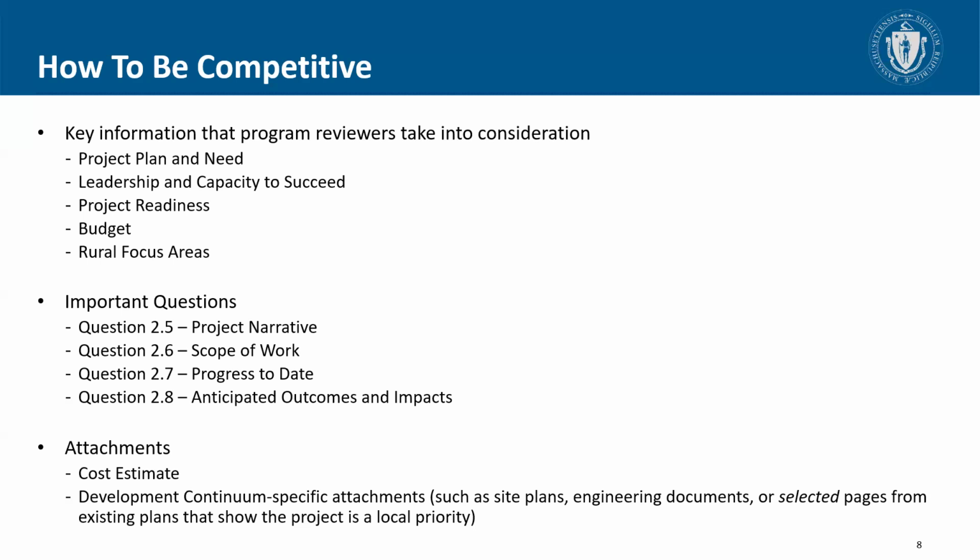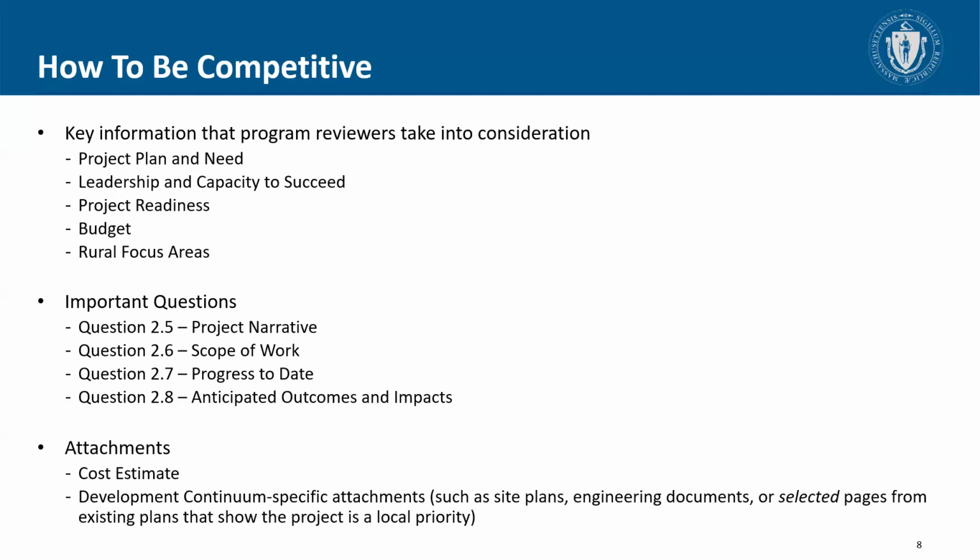There are several important questions that applicants should be attentive to, including questions 2.5 through 2.8. Question 2.5, project narrative, is your chance to sell your project by explaining the importance of it in your community and its importance at this moment in time. Tell us what community needs will be met by the project, and let us know how the project has been identified as a priority. Share what the impact will be on community and economic development once it's completed. Remember that the reviewer may not be familiar with your community or your project, so explain things thoroughly.